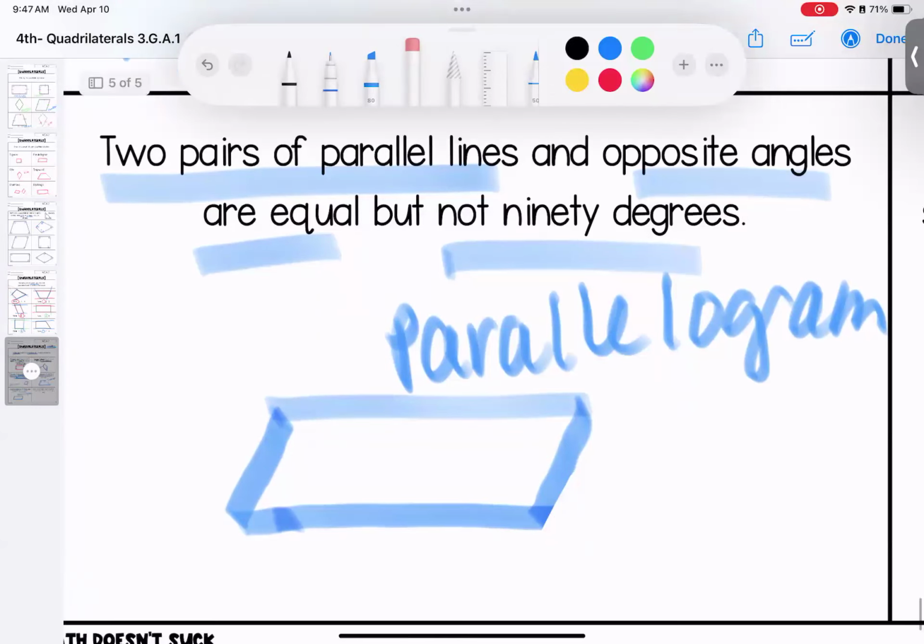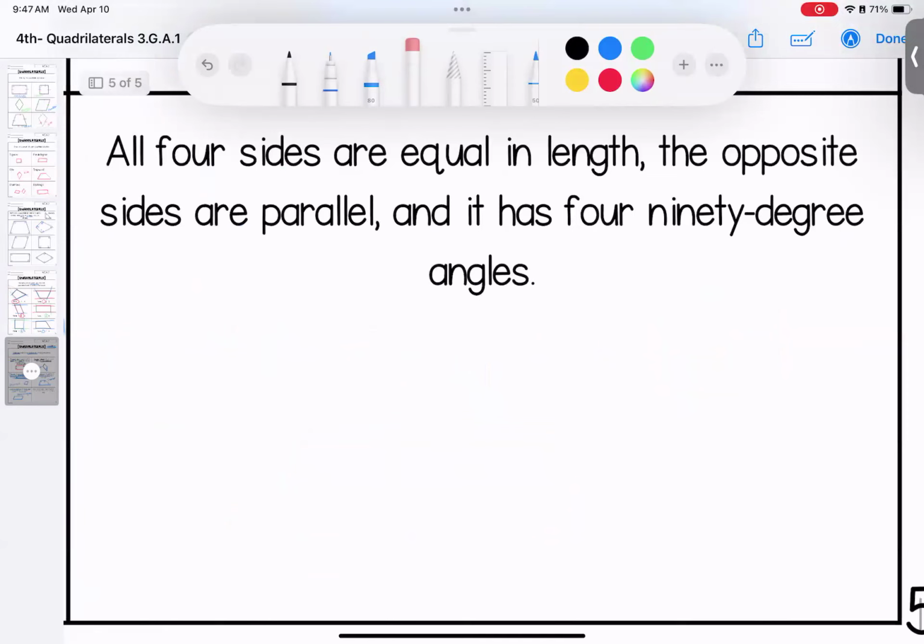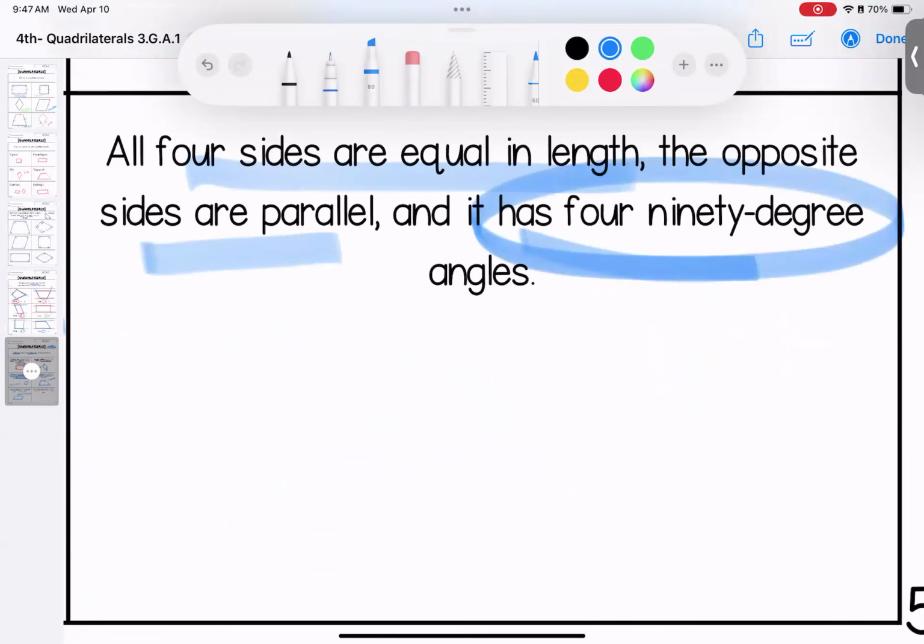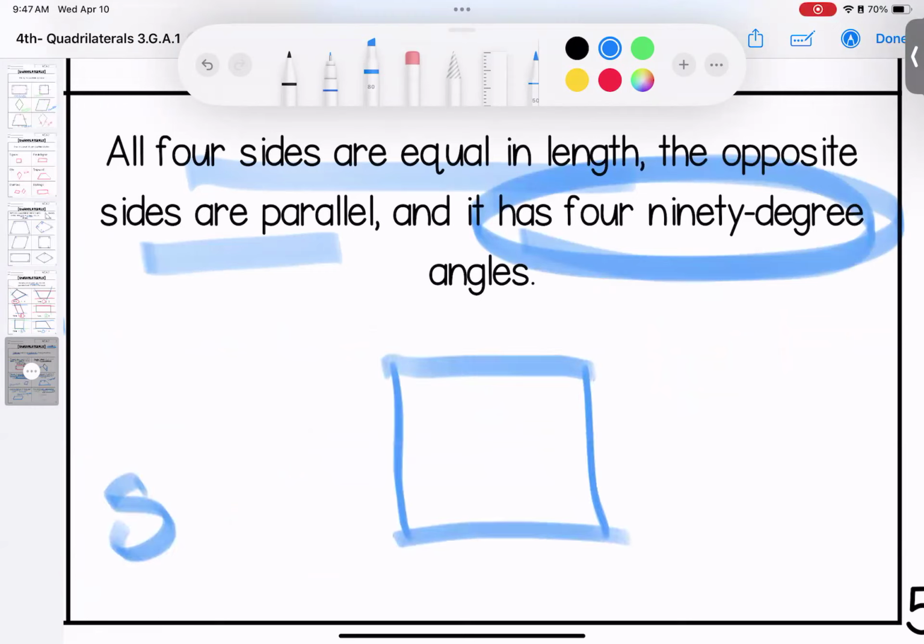A parallelogram. Last one. All four sides are equal in length. Opposite sides are parallel and it has those 90 degrees. We're talking about a square.